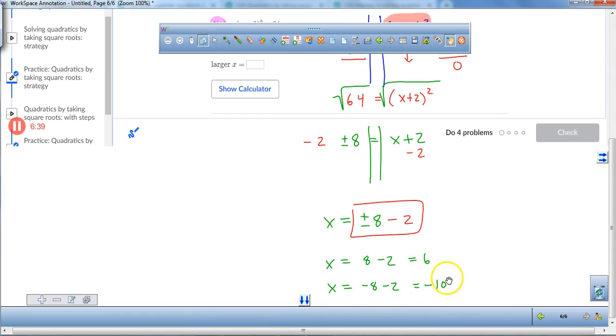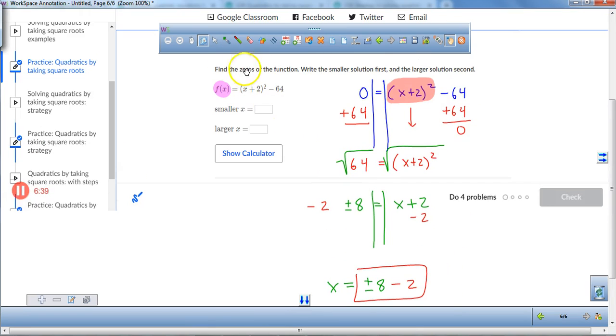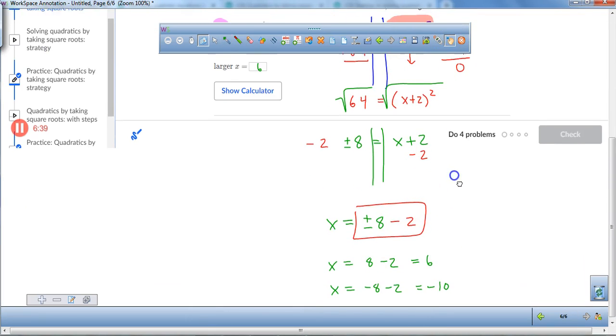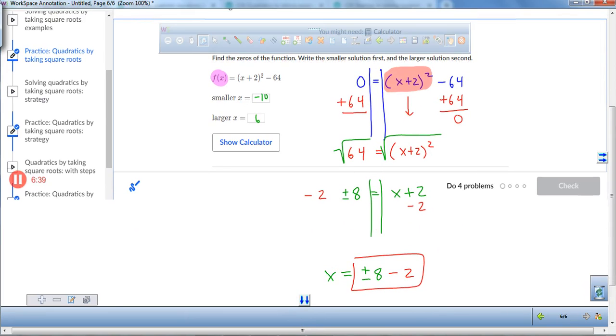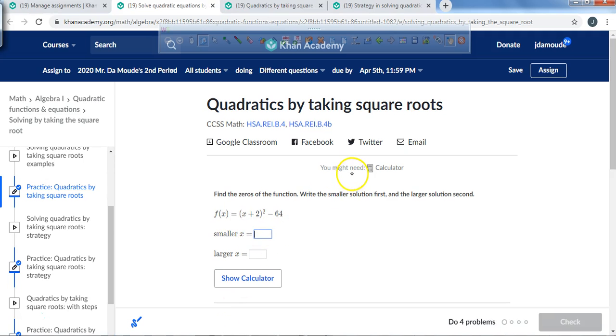So all I'm going to do is put that's my smaller one, that's my larger one. I'm going to put negative 10 as my smaller, and positive 6 is my larger. And that's it. Negative 10, positive 6.